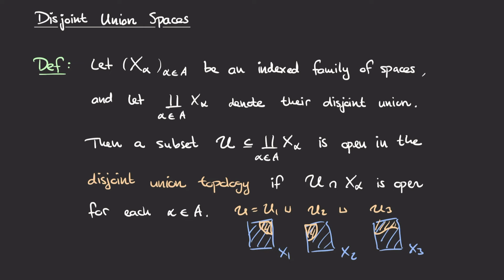Now, of course, there could be an empty intersection with one of the corresponding spaces, but this is okay because the empty set is always an open set. All right, so that's how this works schematically.